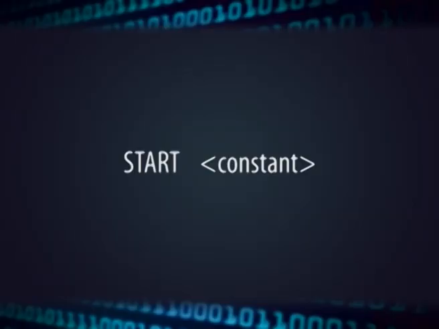We describe the two directives, START and END. The START directive is followed by a constant. The START directive instructs the assembler to place the first word of the target program generated by it in the memory word having the address constant.